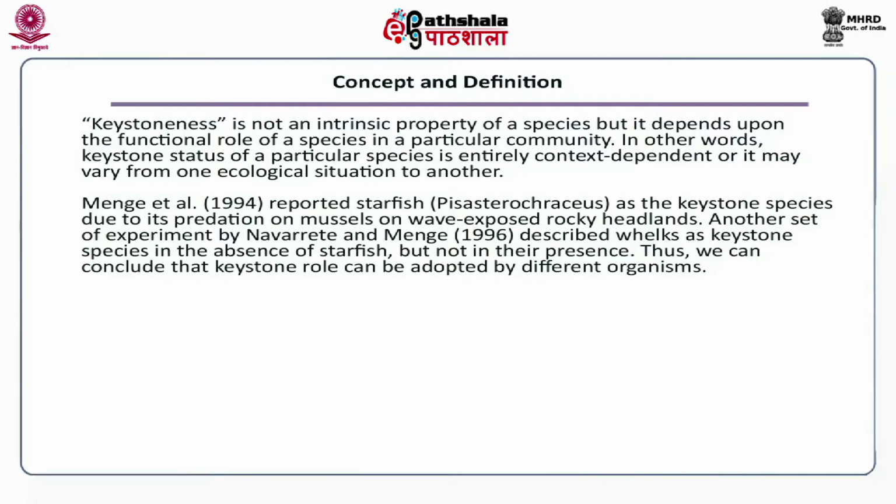Menge et al. in 1994 reported starfish, called the yellow starfish, as the keystone species due to its predation on mussels on wave exposed rocky headlands. Another set of experiments by Navarrete and Menge in 1996 described whelks, a kind of snail, as keystone species in the absence of starfish, but not in their presence. Thus, we can conclude that the keystone role can be adopted by different organisms.